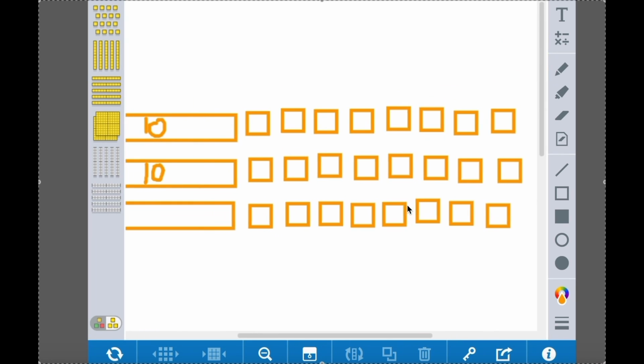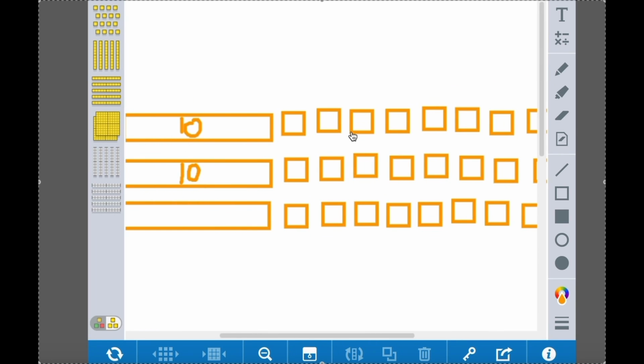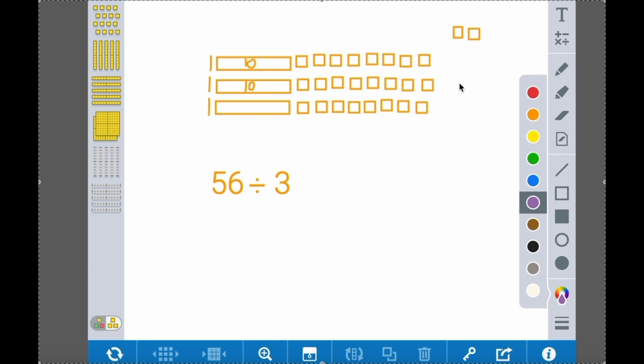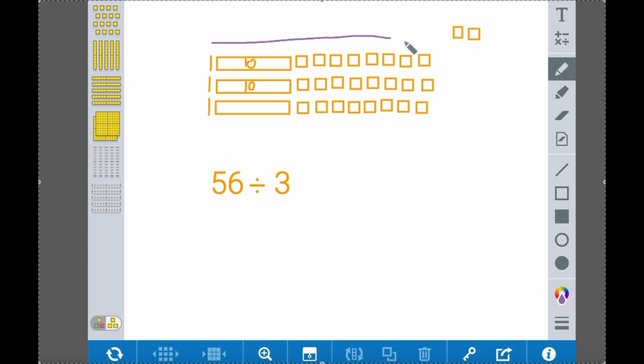We are going to do the same thing and count how many are at our top. Remember, we're going right up here. So we have 10, 11, 12, 13, 14, 15, 16, 17, 18. So 18 is my whole number, and then the remainder that wouldn't fit in equally or evenly is 2. 18 remainder 2.